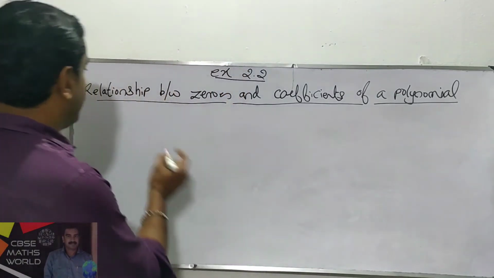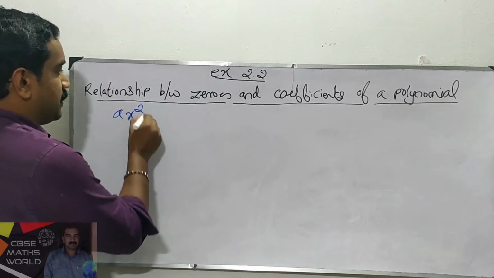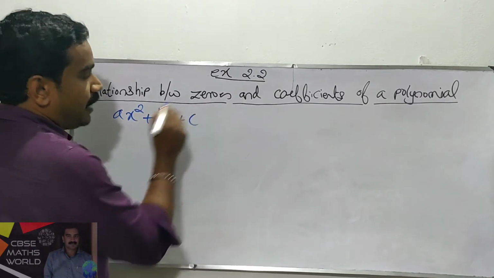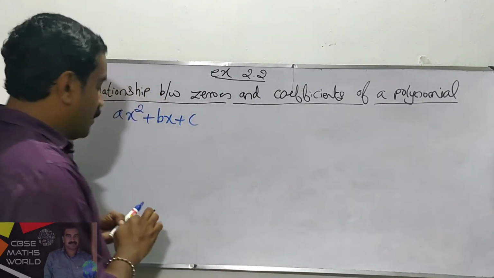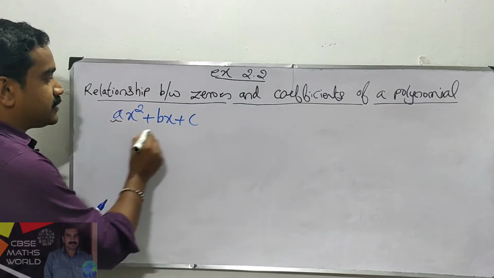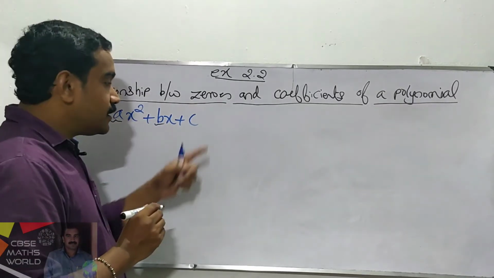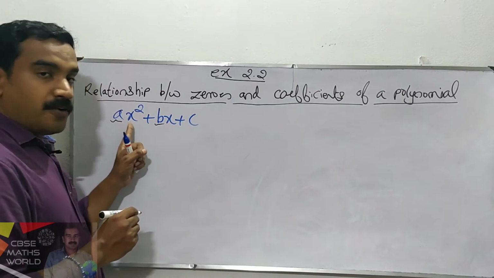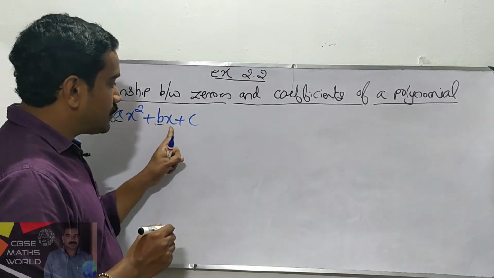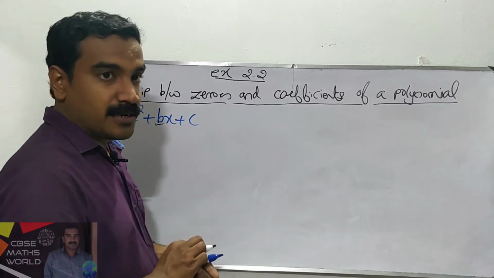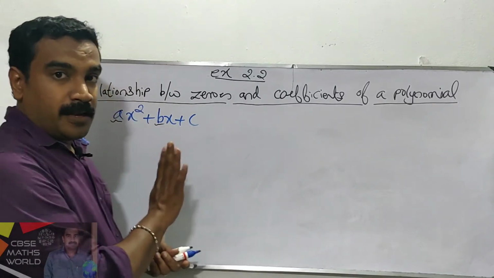Look, one polynomial: ax square plus bx plus c. What are the coefficients here? a is the coefficient of x square, b is the coefficient of x, and c is the constant. So this is a second degree polynomial, a quadratic polynomial.